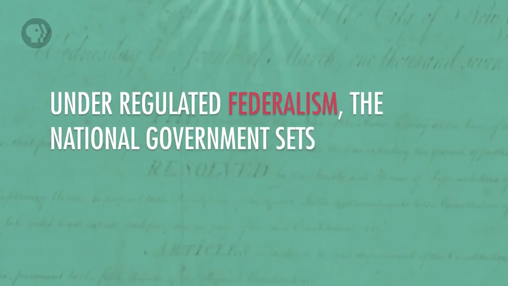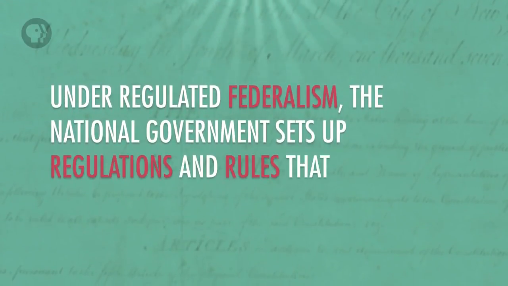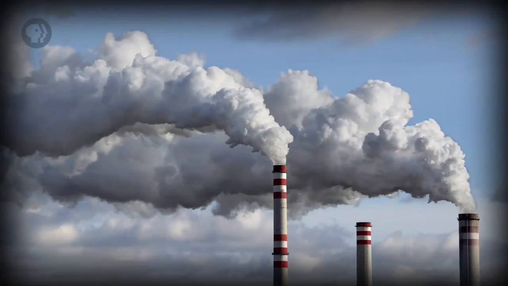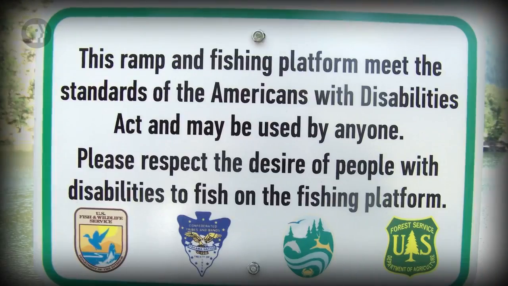But there's another aspect of cooperative federalism that's really not so cooperative, and that's regulated federalism. Under regulated federalism, the national government sets up regulations and rules that the states must follow. Some examples of these rules, also called mandates, are EPA regulations, civil rights standards, and the rules set up by the Americans with Disabilities Act. Sometimes the government gives the states money to implement the rules, but sometimes it doesn't, and they must comply anyway. That's called an unfunded mandate. Or as I like to call it, an unfun mandate, because no money, no fun.